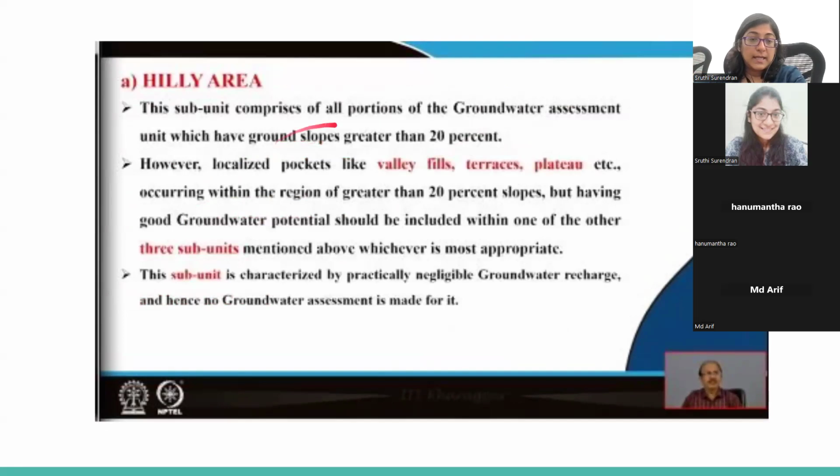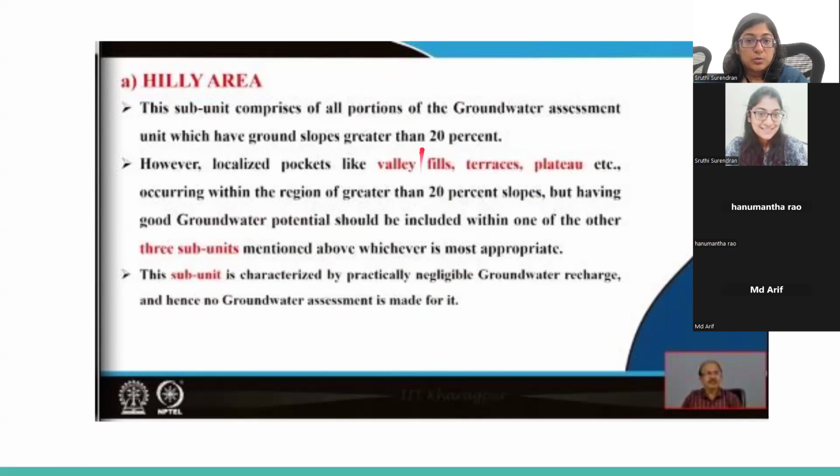These are areas that have slopes greater than 20%. Then groundwater potential: there is good groundwater potential in these hilly areas. The recharge is practically negligible, so no groundwater assessment is made here, because although they might have a lot of groundwater, the recharge level is very low.